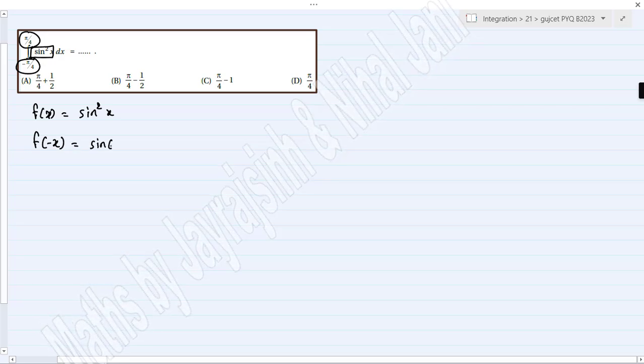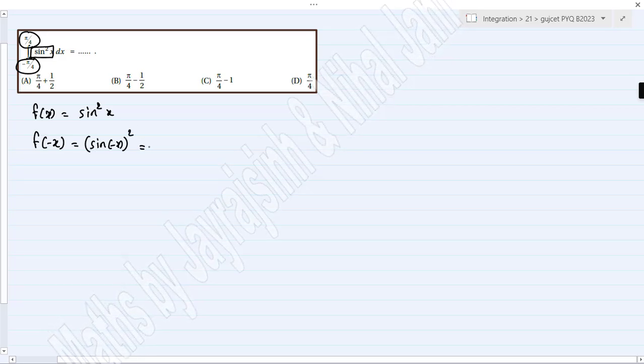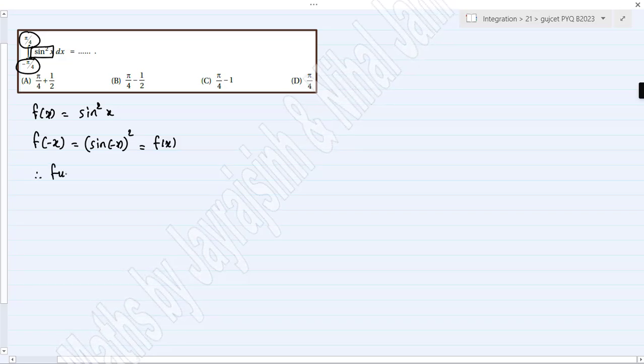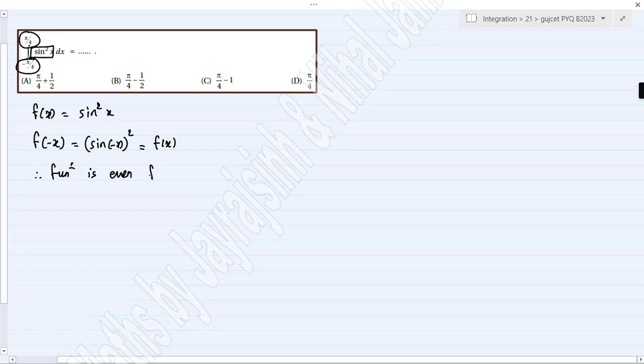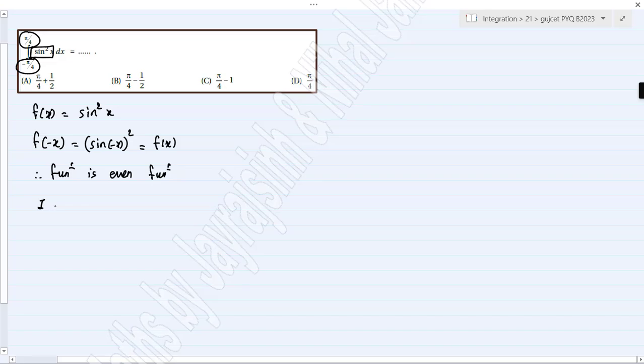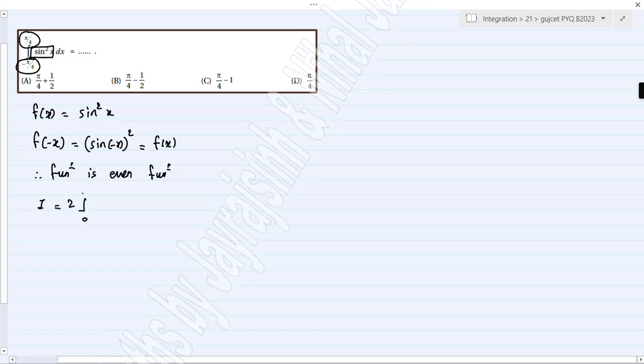So here we'll get sine minus x the whole square. Due to this square, we will get the original function back. That means your function will be an even function, right? And for an even function, we can say we will get 2 times integration 0 to pi by 4 sine square x.